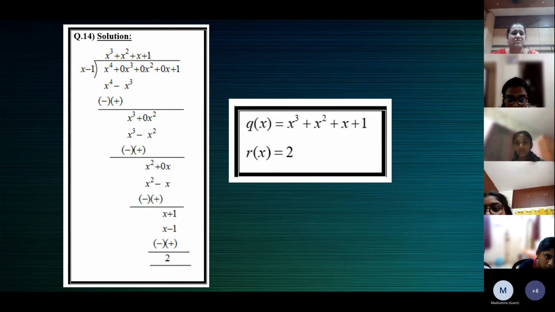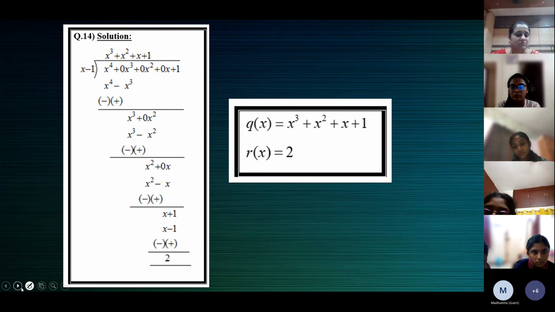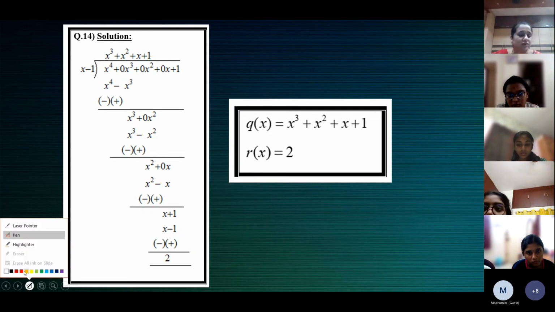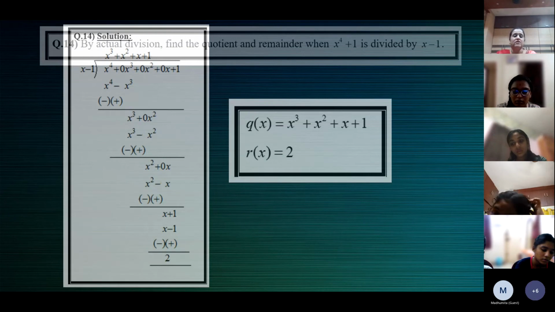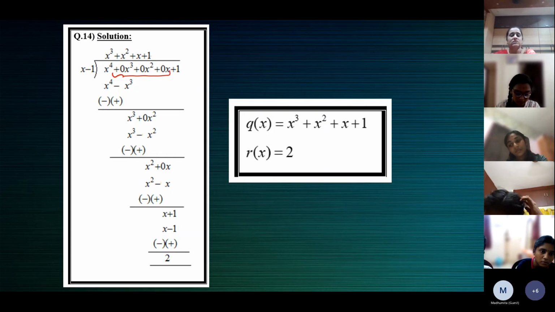You don't have to add 0x cubed and all that. This is how you did it when you were in 7th or 8th standard. If you want this portion, you can write it; otherwise, you don't have to. You can just follow what I've done here. Just write it in the correct order. You understand, children? Yes, ma'am.